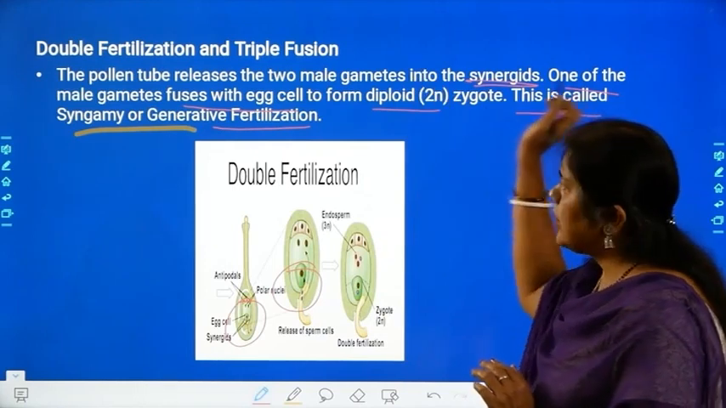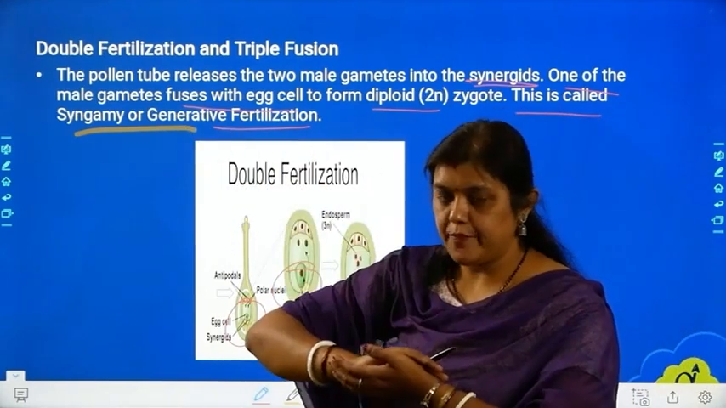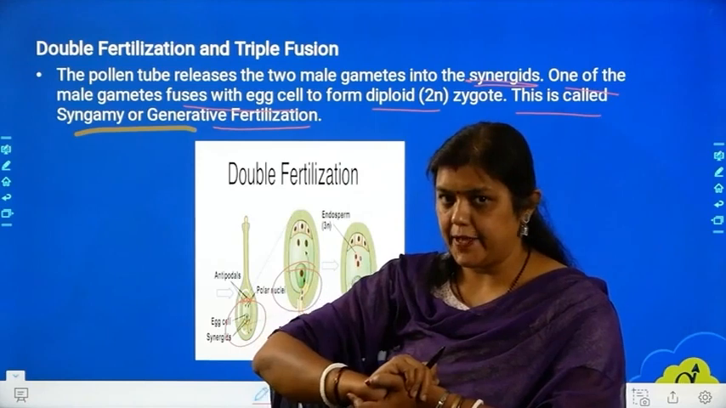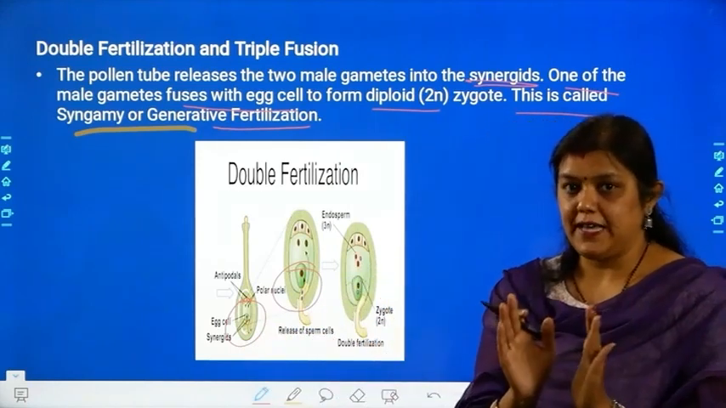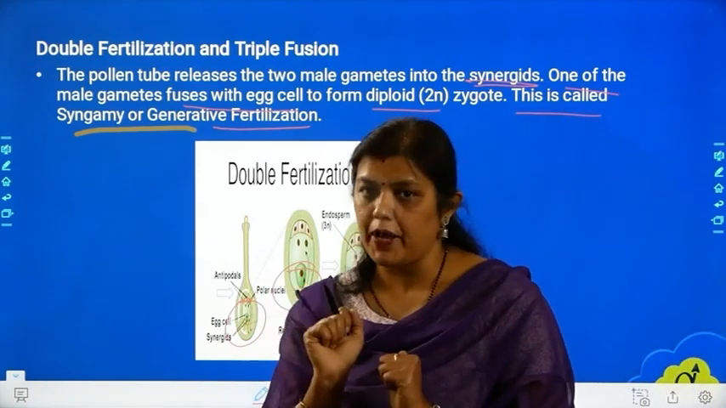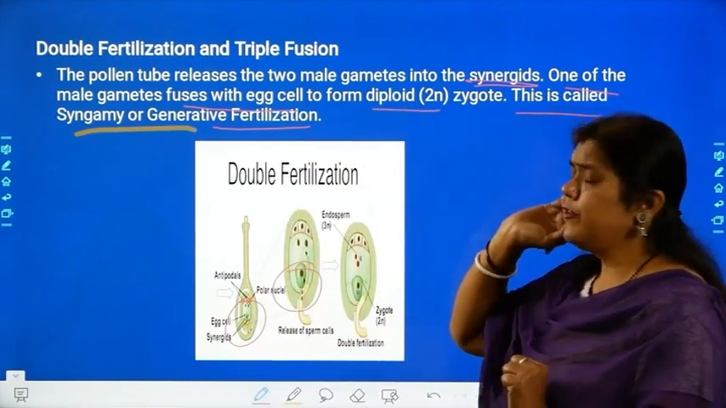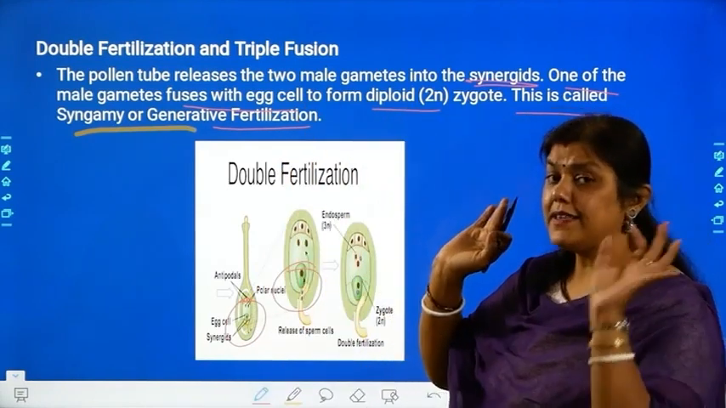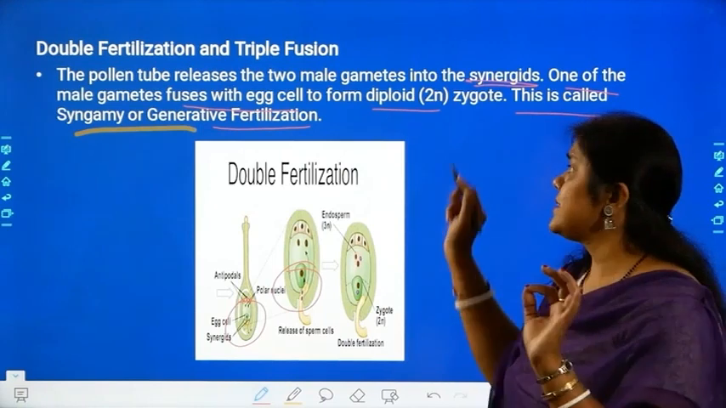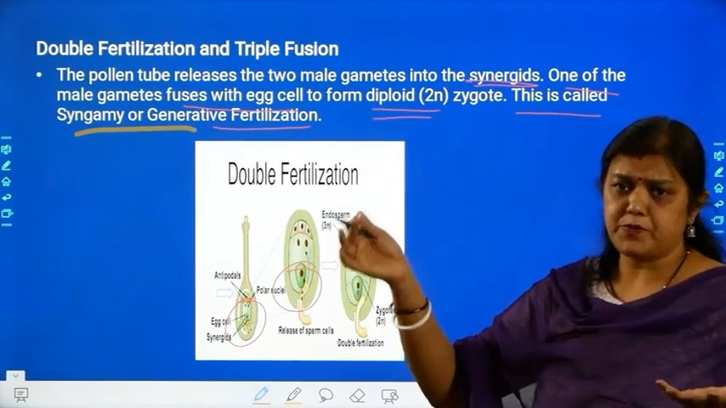One of the male gametes fuses with the egg. One male gamete will go and fuse with the egg. That is called proper fertilization, which will lead to the formation of the embryo, and they will form a diploid zygote. Correct? That is the main aim. I am telling you again and again, the zygote formation is the main aim of this particular process.